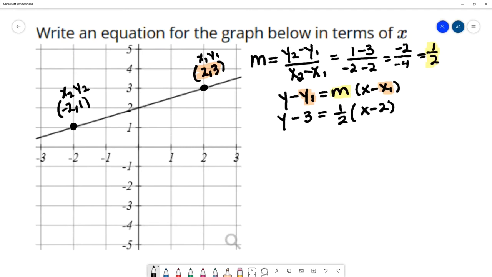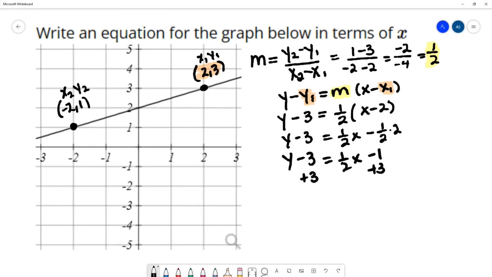So I'm going to distribute the 1/2. That's y minus 3 equals 1/2 x and 1/2 times the -2. That's y minus 3 equals 1/2 x minus 1. I'm going to add 3 to both sides, and that gives y equals 1/2 x plus 2. We have the equation of the graph.